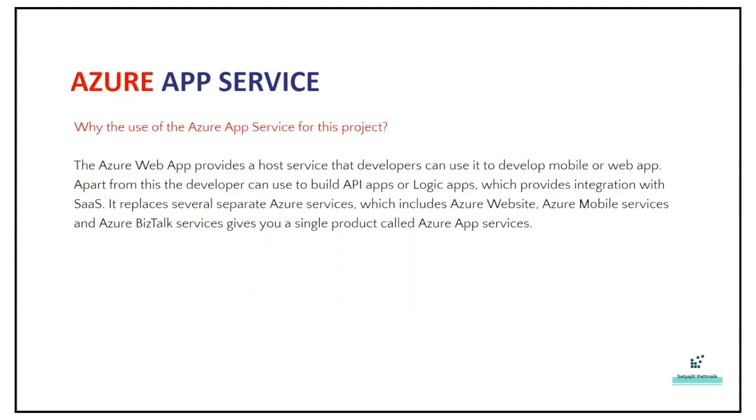Azure Web App Services provide a host service that developers can use to develop mobile or web applications. Apart from this, developers can use it to build API apps or logic apps, which provide integration with software as a service. It replaces several separate Azure services, which include Azure Website, Azure Mobile Services, and Azure BizTalk Services, giving you a single product called Azure App Service.